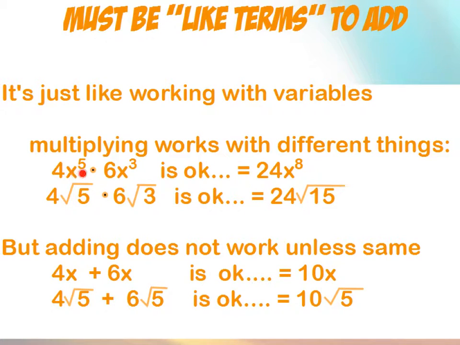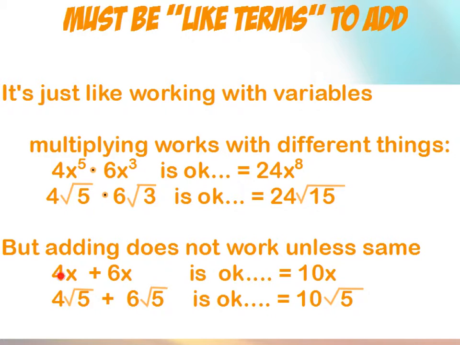Multiplying works great, which is what we've been doing. You can multiply. It doesn't matter that these are different. We multiply the coefficients, and then we multiply the x to the fifth and the x to the third, and we get x to the eighth. Radicals were the same deal. Multiply your coefficients, and you multiply the radicals. That worked great. Adding and subtracting is like variables as well.